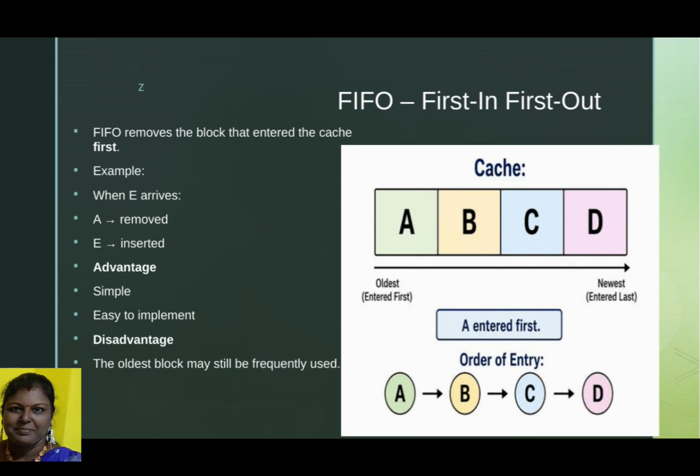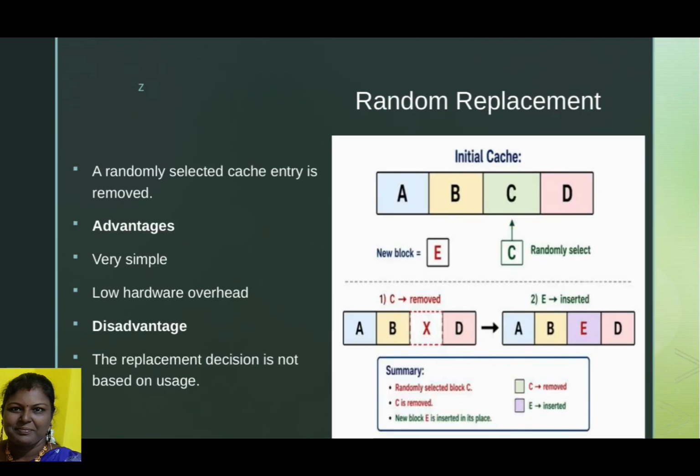Let's talk about a cache replacement method that's as straightforward as it gets: random replacement. Here, when the cache is full, we simply remove a randomly chosen entry. The big advantage: it's incredibly simple, which means it requires very little hardware overhead. But there's a catch. This method doesn't consider how often or recently a cache entry has been used. So the decision to replace is blind to usage patterns, which can sometimes hurt performance. Still, its simplicity makes it appealing in certain situations.